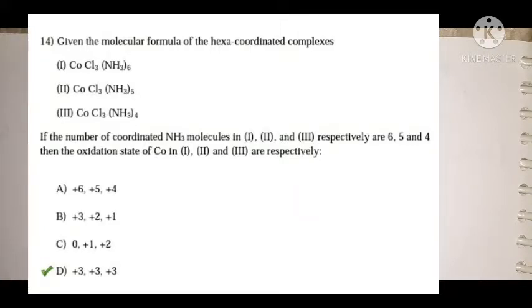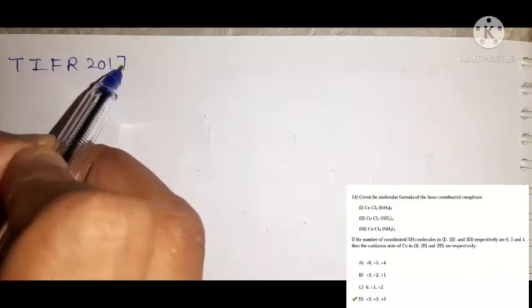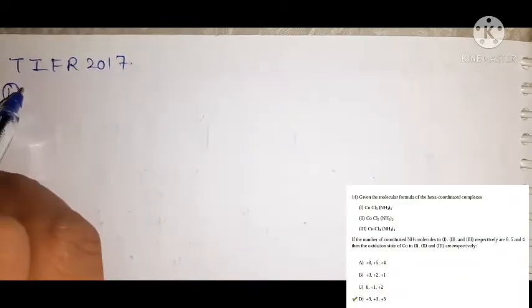So friends, in this question we have the molecular formula for the coordinated complexes with the number of coordinated NH3 molecules, and on the basis of this data you must find the oxidation state of cobalt in these coordinated complexes. Okay, so let's do the solution of this question. Now this question was asked in your TIFR 2017 exam. Understand? Okay.